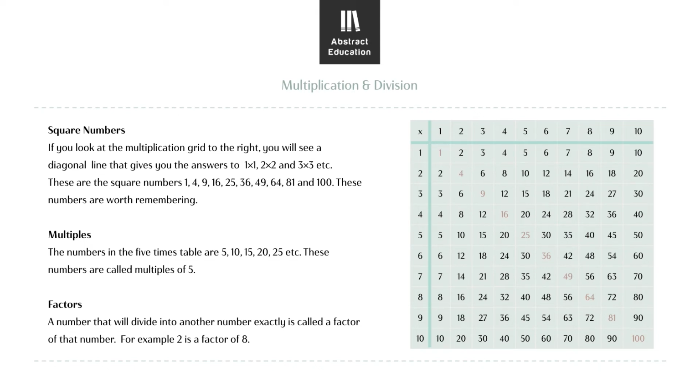There are also numbers which are classed as multiples. An example would be the numbers in the 5 times table, so they are 5, 10, 15, 20, etc. So these numbers are called multiples of 5. And lastly, there are factors. A number that will divide into another number exactly is called a factor of the number. So for example, 2 is a factor of 8.